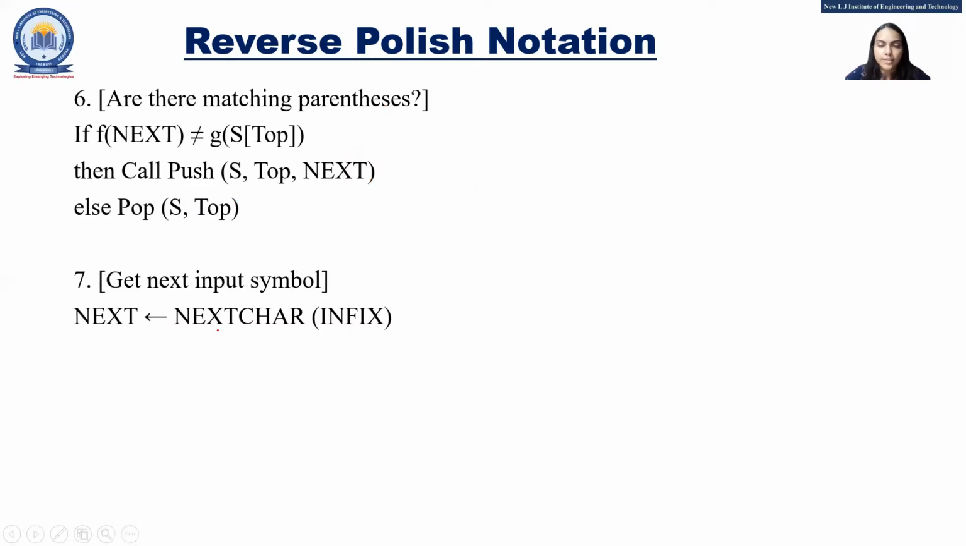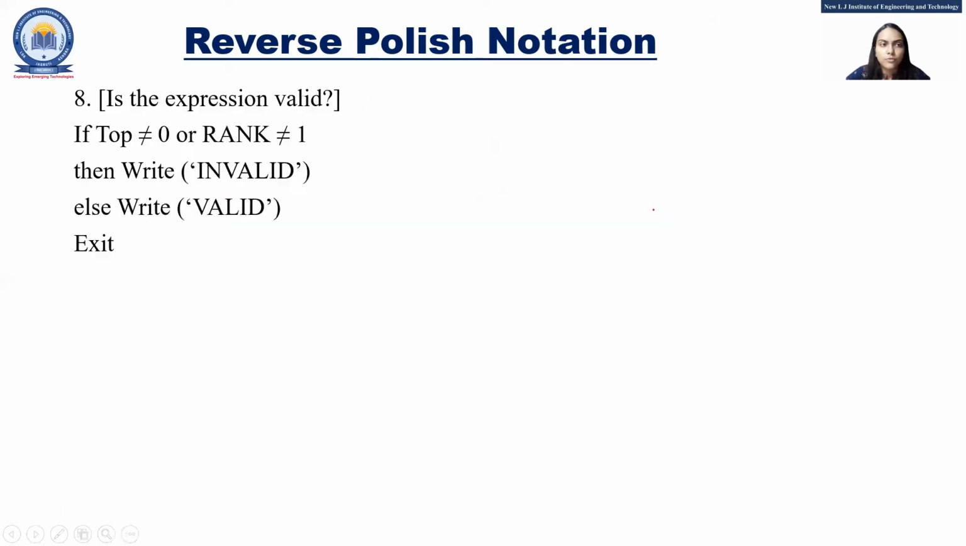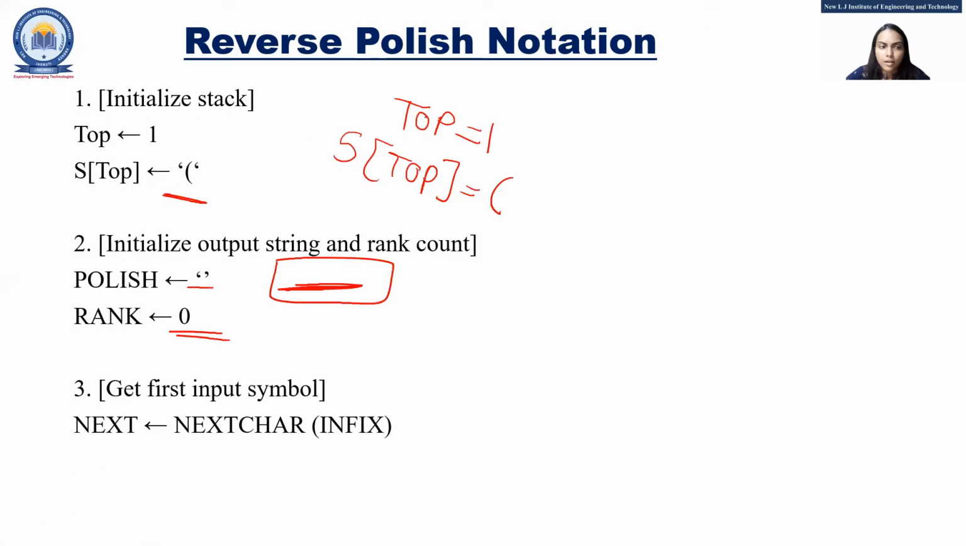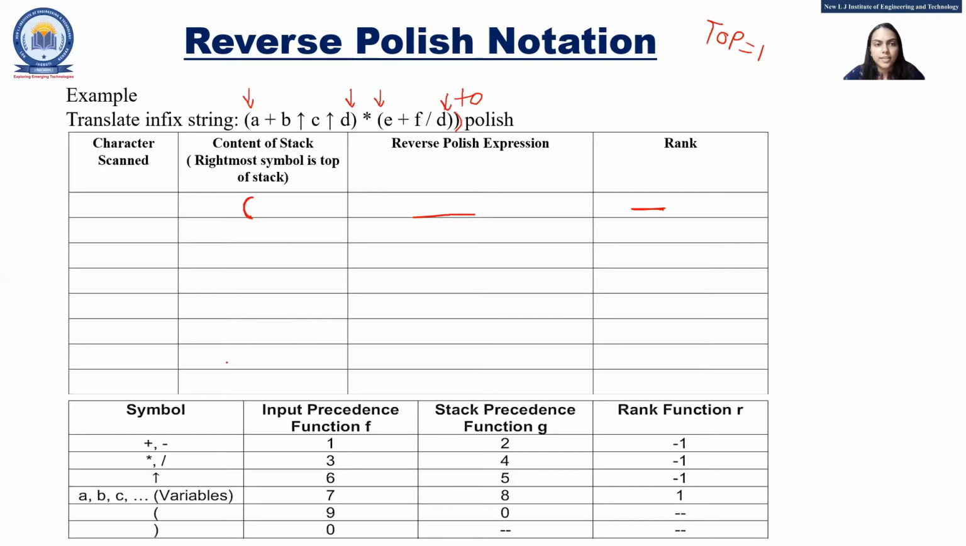If you see here, this is blank and the rank count is also currently 0. The first 2 steps are over. The third step is getting the characters one by one using the next char function. So we are getting the next character now. The first character is opening braces.